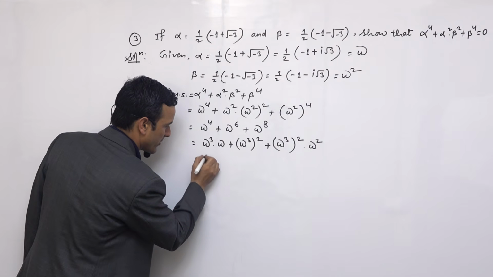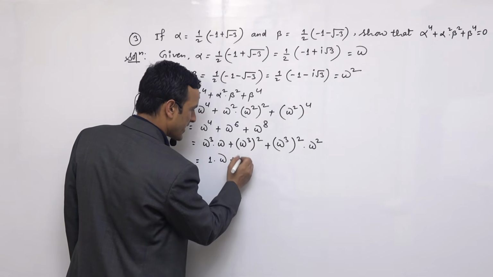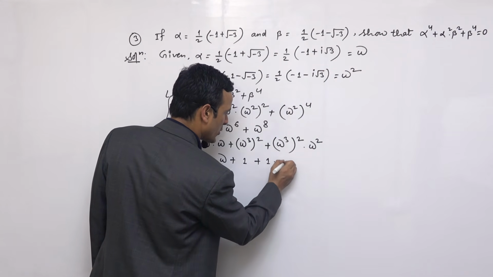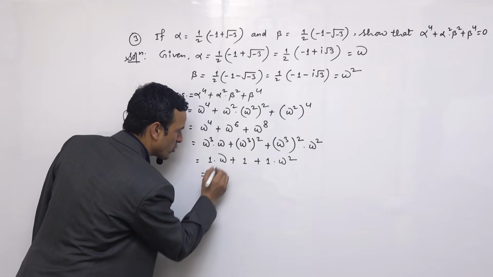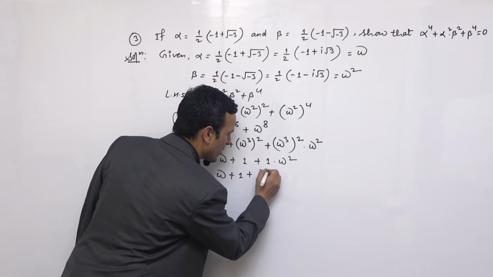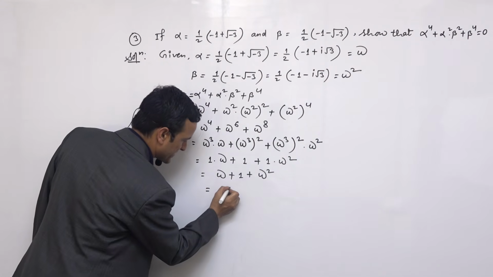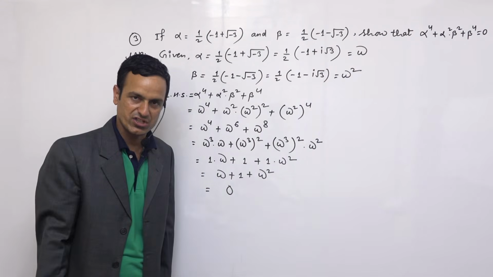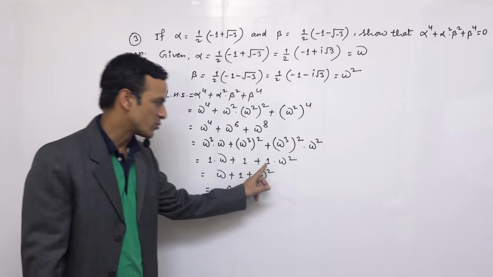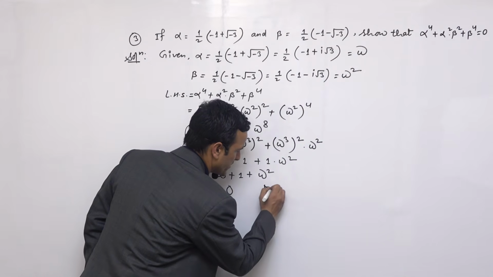So whenever omega cube, we can write 1. So it is omega. Omega cube means again 1, plus omega cube means again 1 and omega square. So 1 into omega, omega. 1, it is only 1. 1 into omega square, omega square. So 1 plus omega square means directly we can write down 0. This is also one of the properties. 1 plus omega square is equal to 0. So hence proved.